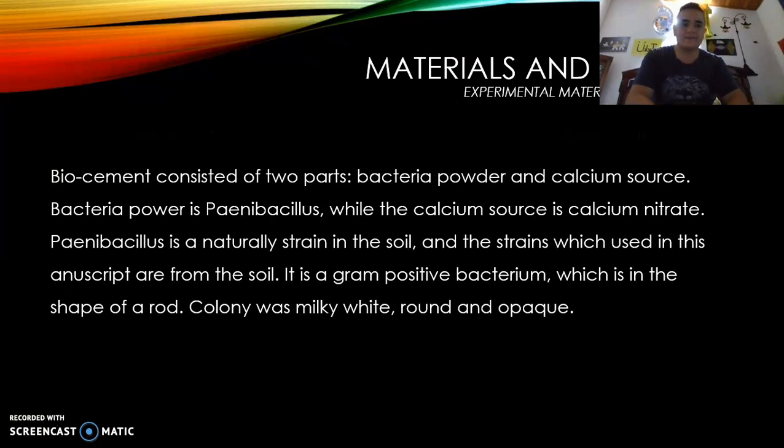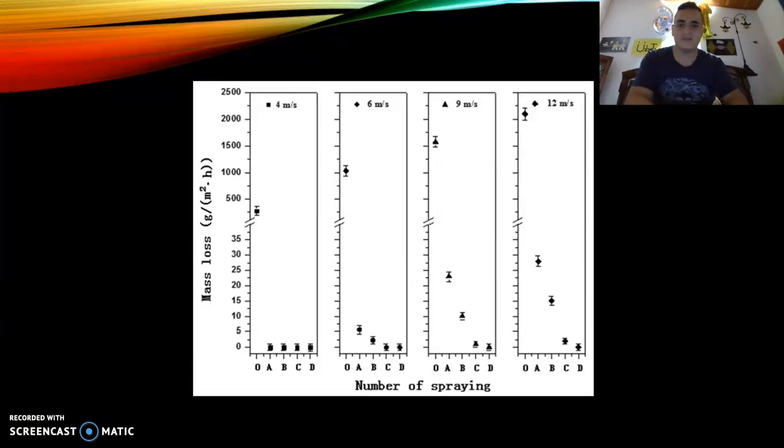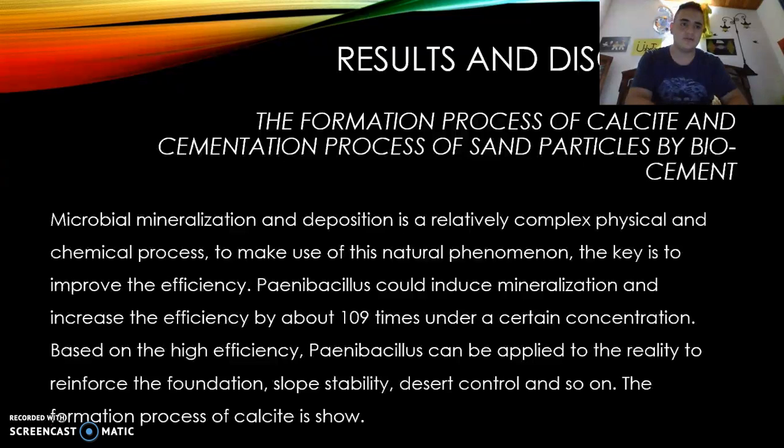The materials and methods. The biocement consists of two parts, the bacteria powder and the calcium source. The bacteria powder is Paenibacillus, while the calcium source is calcium nitrate. In this graph, we can see the number of spraying versus the mass loss.